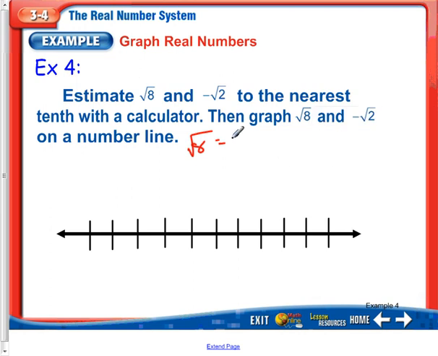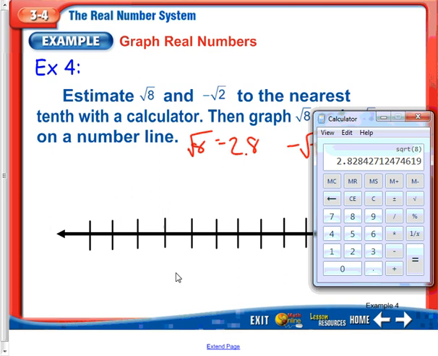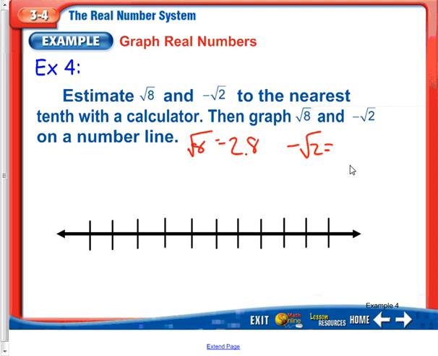So the square root of 8 is about 2.8, and the negative square root of 2 is going to be 1.41, so we could say 1.4, and we know it's going to be negative because we wanted to say negative square root. So negative 1.4 is about. I should include the fact that this is not equal to, it's about, this is an estimate.